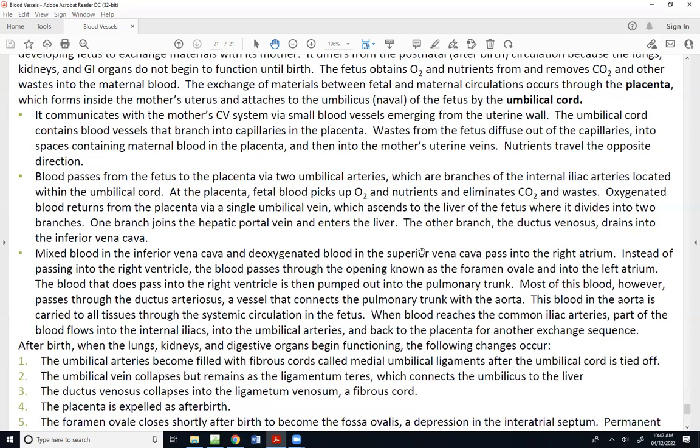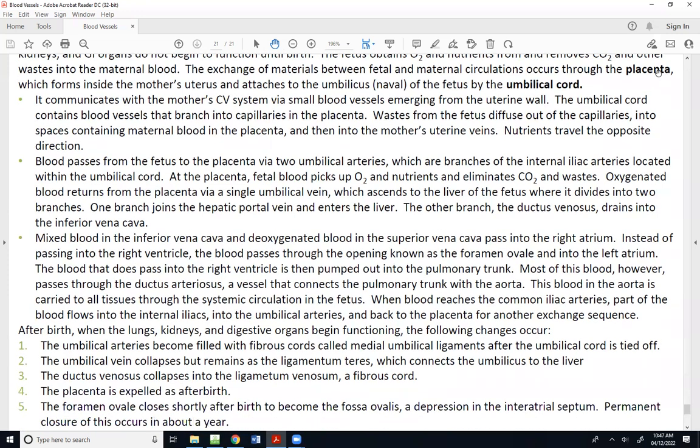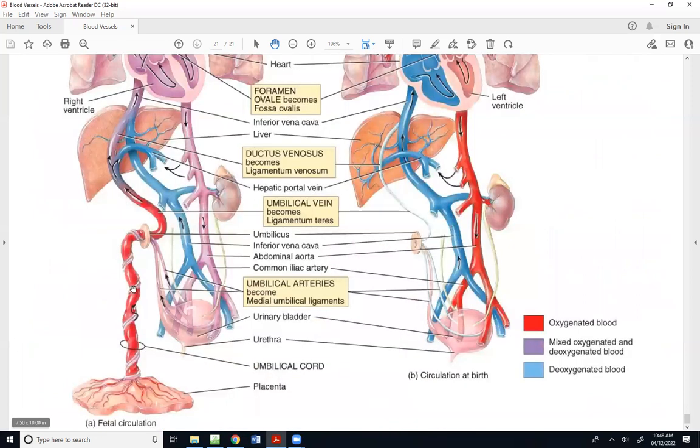This exchange of material between fetal and maternal circulations occurs through what's called the placenta. This is going to form inside the mother's uterus and attaches to the baby's umbilicus or navel, what we would commonly call our belly button, which is what forms. It's basically just a scar when that umbilical cord is cut, okay? And it's become the umbilical cord. That's the connection that runs into the baby's tummy. Here would be the baby's belly button area, the umbilicus, okay? Here's the cord, and then here's the placenta, which connects to the wall of the mom's uterus, okay?